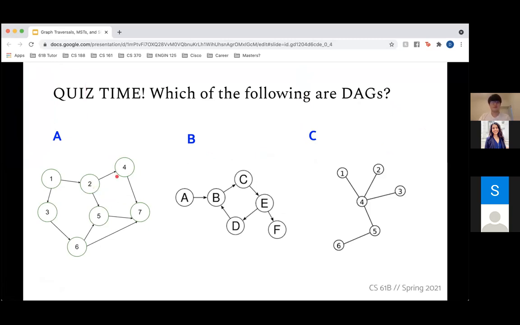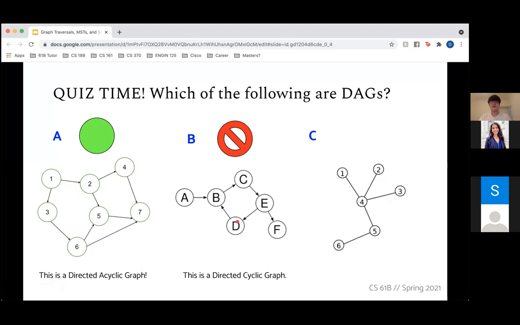If you said A, yes, A is a directed acyclic graph. Although it may look like there's a cycle present here, because this graph is directed, if you follow these edges you can't go around in a cycle for any of these nodes. And it's directed.